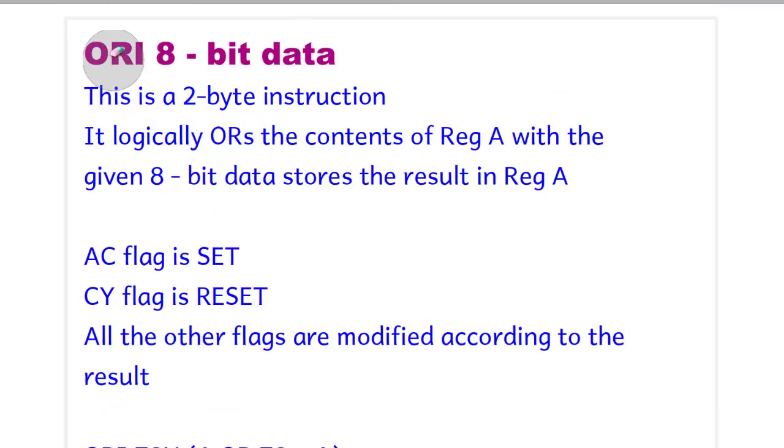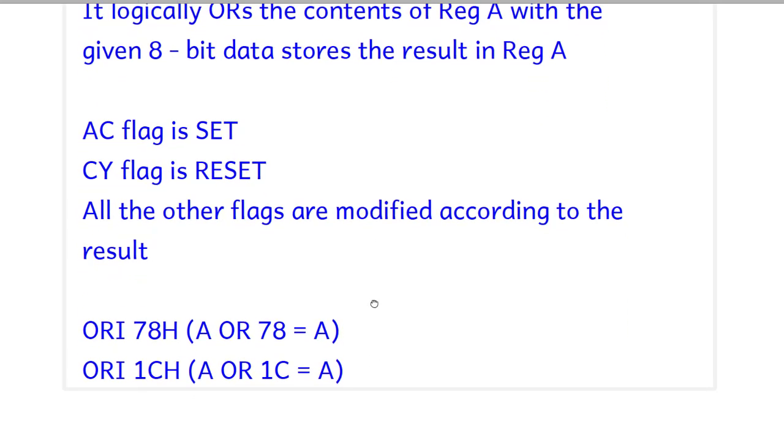Similarly we have ORI 8-bit, and the full form is OR immediate. This is also a 2-byte instruction. It logically ORs the contents of register A with the given 8-bit data and stores the result in register A. Even in this case the AC flag is always set and carry is reset, and all the other flags are modified according to the result.